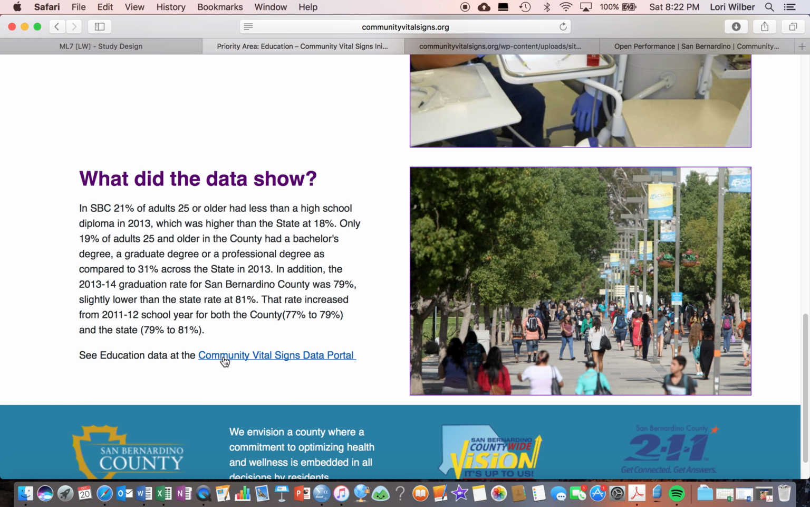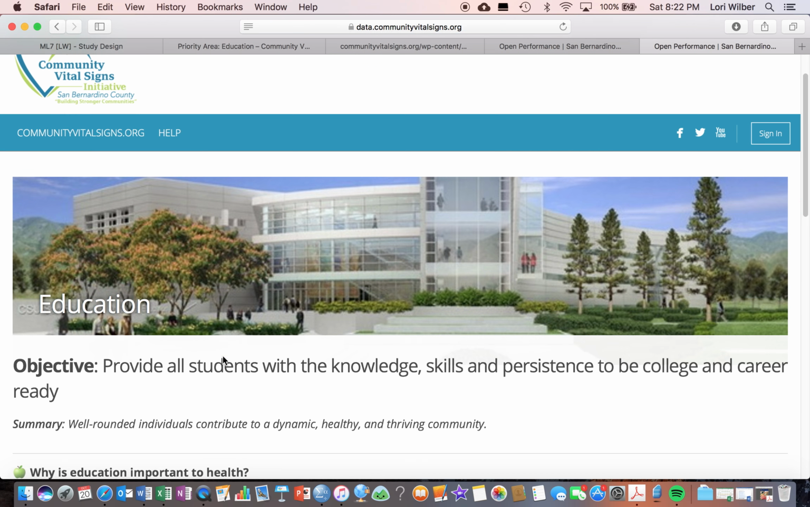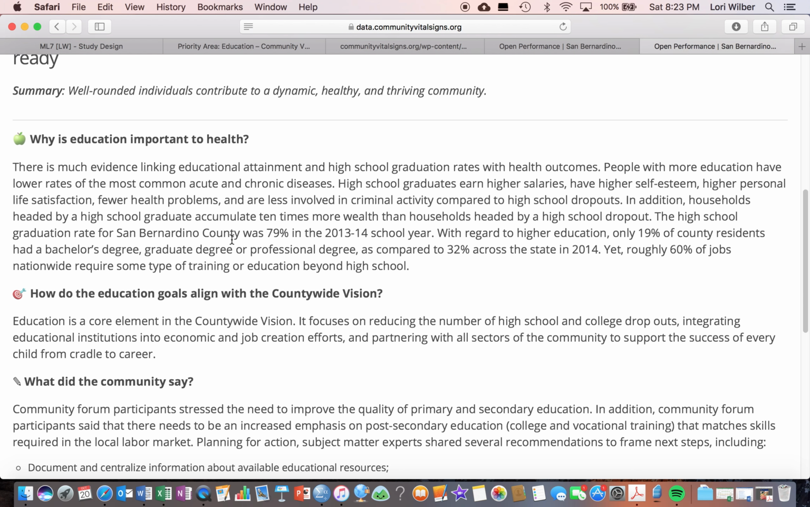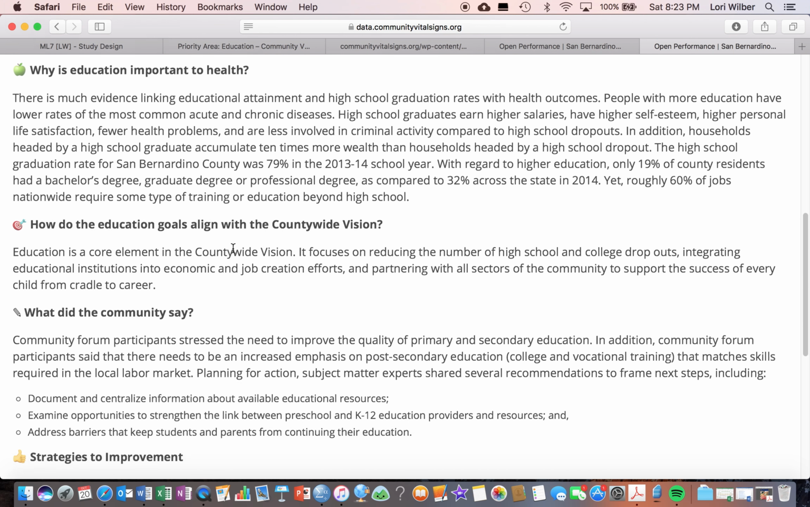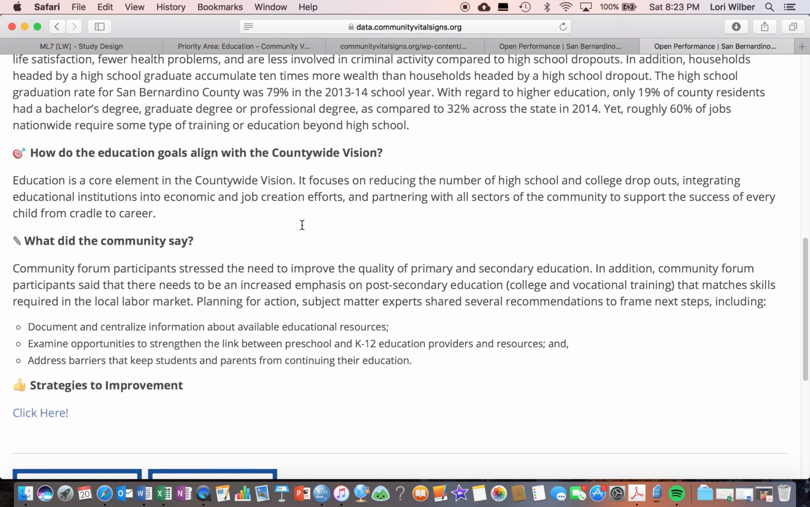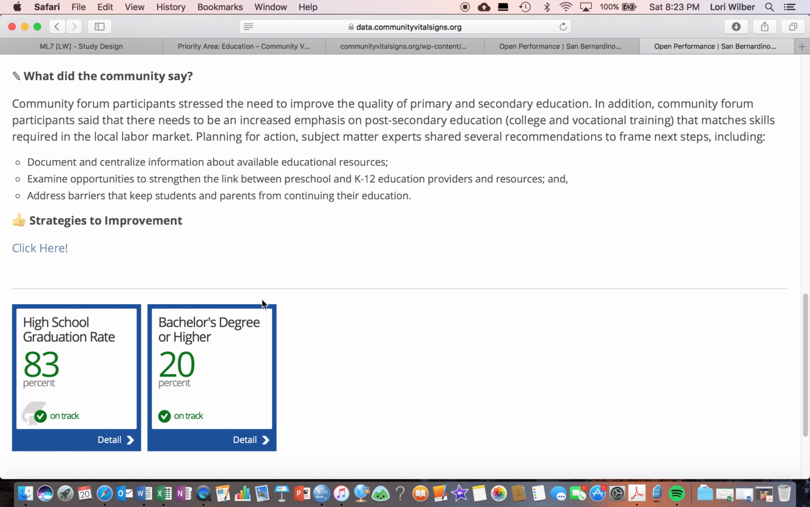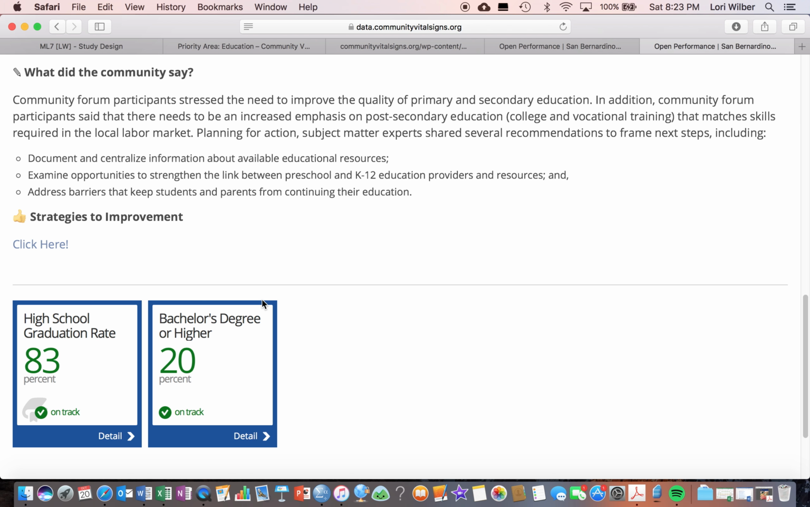If you click on this following link, that will take you specifically to more information about education. And so here we have a longer description. How do the goals align? What did the community say? Because a lot of this had to do with partnering with the community, a shared responsibility, that sort of thing.